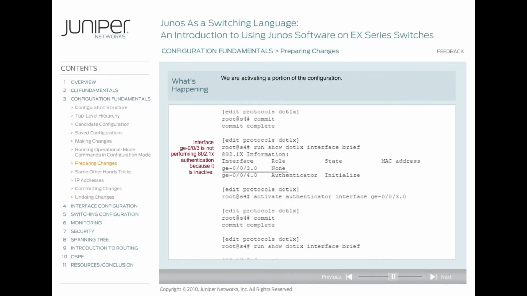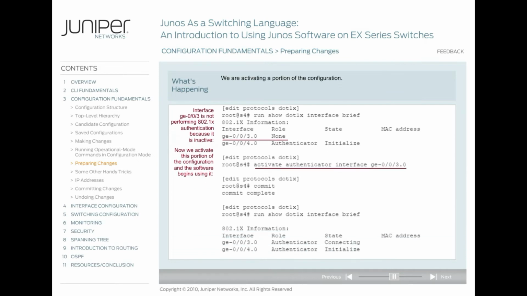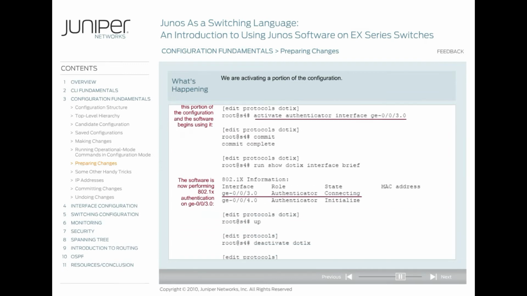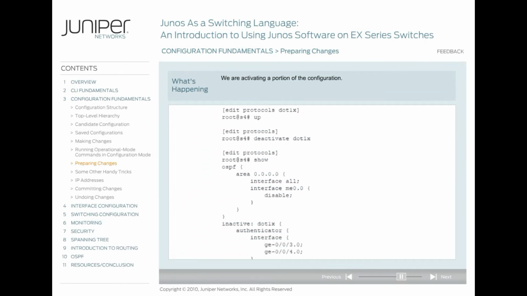When you're ready to make the change, you simply activate that portion of the configuration and the software begins using it. As you can see, the software is now performing 802.1X authentication on ge-0/0/3.0. You can deactivate any portion of the configuration hierarchy, not just individual statements. If you deactivate a portion of the configuration hierarchy, the software ignores everything underneath it.